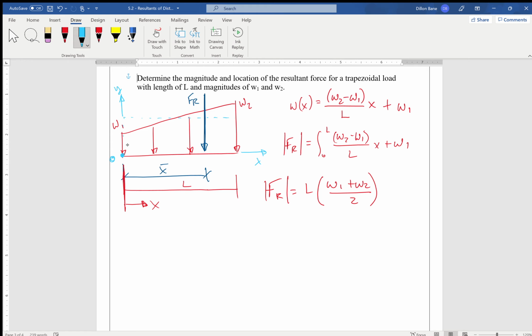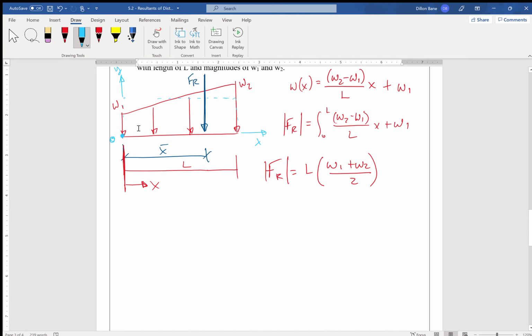And then, the average height of the trapezoid times the length of the trapezoid, right? So (W1 plus W2) over 2 gives you the average height of the trapezoid. Multiply it by L, that gives you the area, basically, of this rectangle. All right, so that makes sense. We know that the area of the trapezoid is the average height times the length, which means that's the magnitude of our resultant load. If you guys want to run that math out and test it for yourself, feel free to.